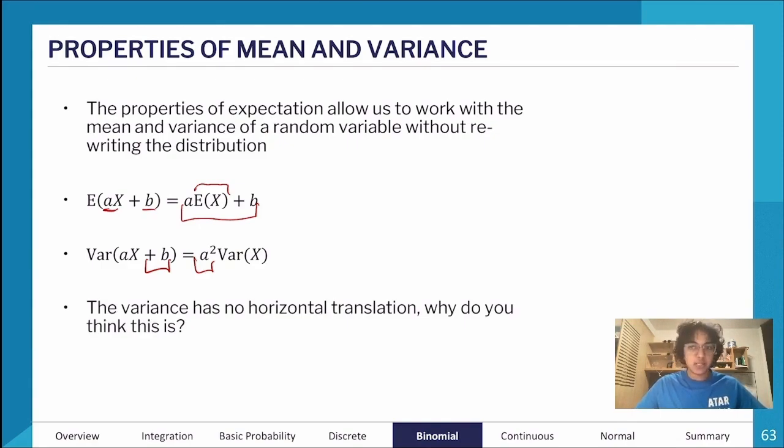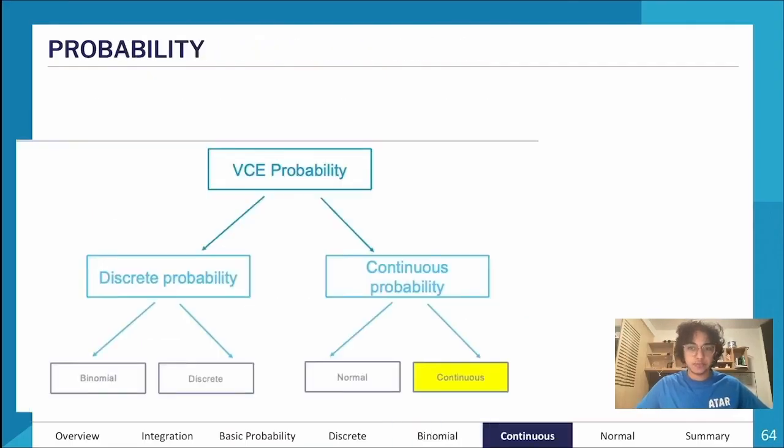I'll give you guys some time to think about this. Drop your answer or your guess in chat. Obviously, there's no penalty for getting the wrong answer. It's just a good idea to brainstorm as to why variance could have no horizontal translation. I'll answer that question on the day, so just chuck it in chat. If you are rewatching the recording from the day, I recommend taking some notes on that.